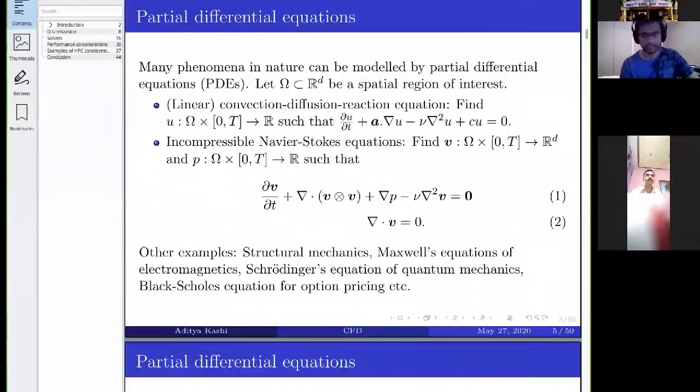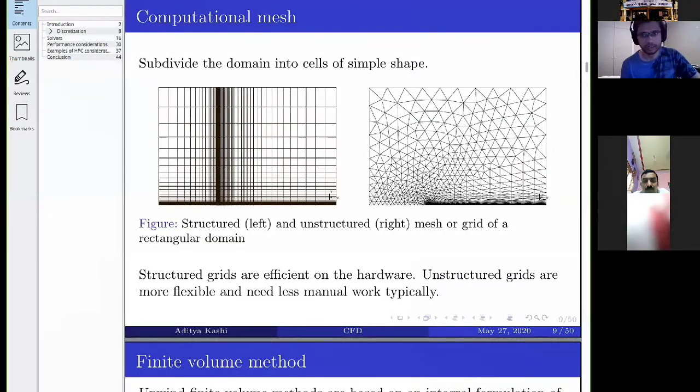Okay, so that we want to simulate on. One of the first steps is to get a mesh. Unstructured meshes are easier to generate usually, but they are less efficient on the hardware because the computer stores, we need to make the computer store, more details about their connectivity.